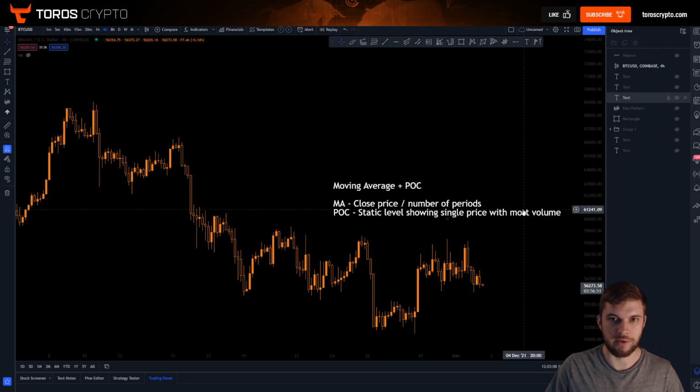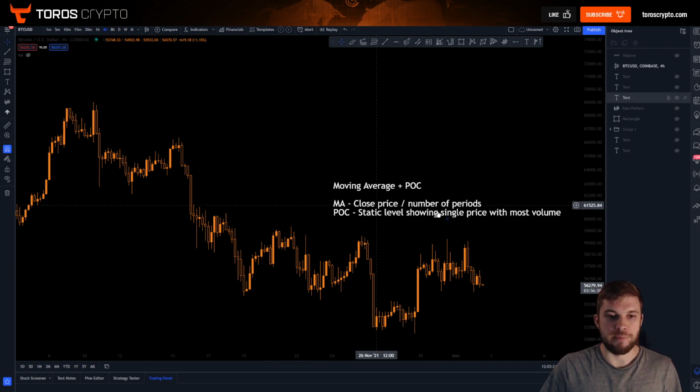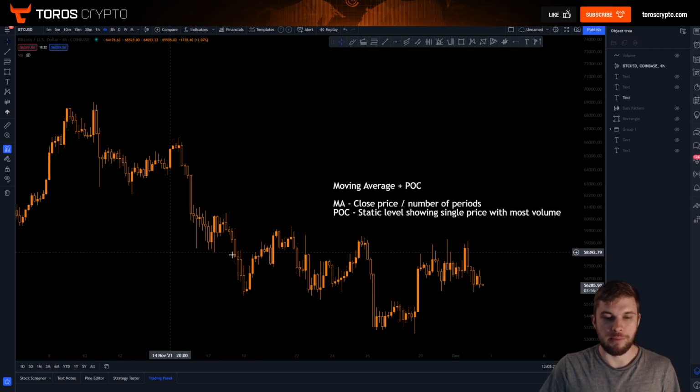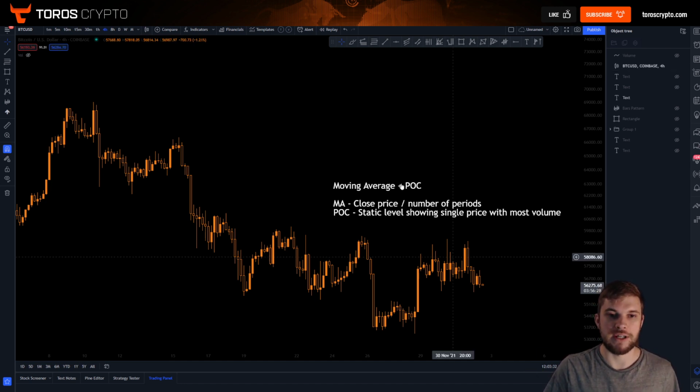And then the point of control. The similarity here is that your point of control shows you the single level which has the most volume. So similar to a VWAP, it is using volume as its main calculation, but the point of control remains static. You can put a point of control and see that set price within a range or a certain time period that has had the most volume traded on it.